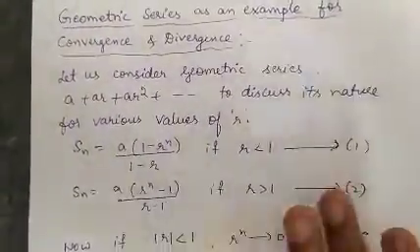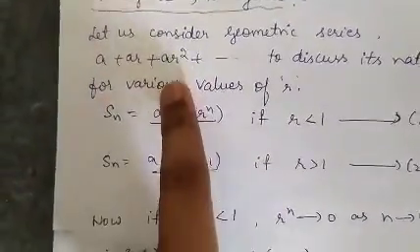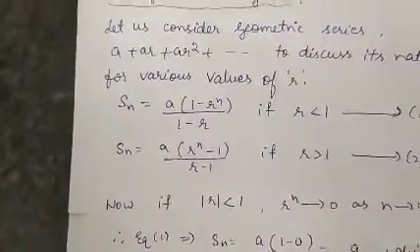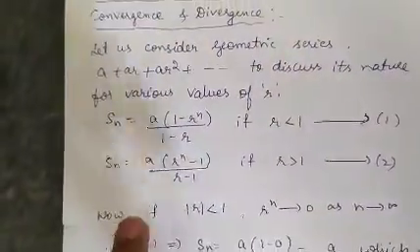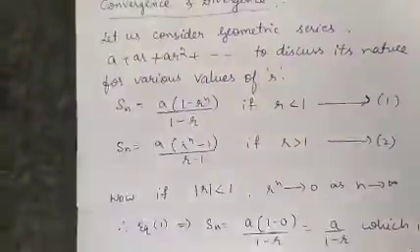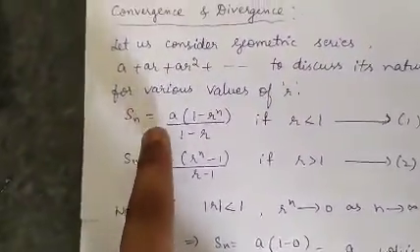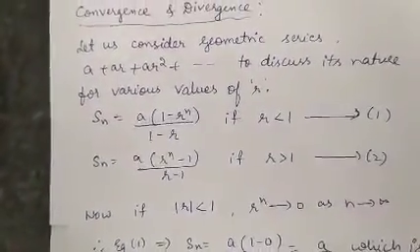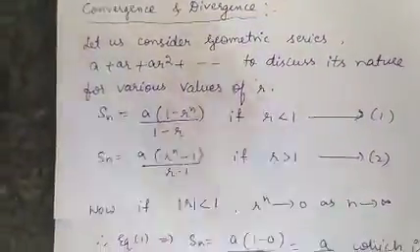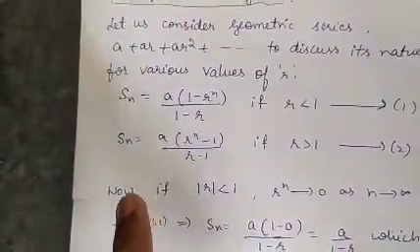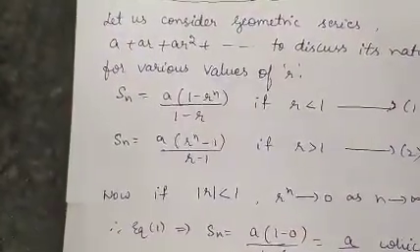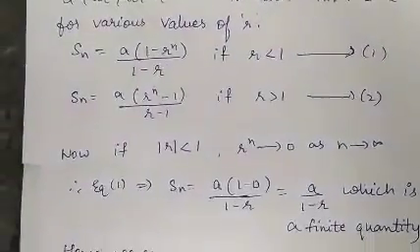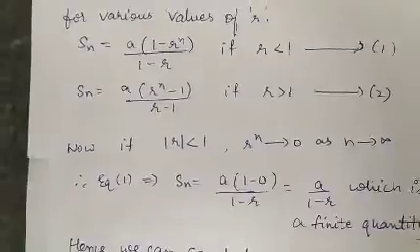To discuss its nature, here the common ratio is r. So we are going to deal with separate cases on r. What is Sn, the sum of the first n terms in a geometric series? As you already studied in your progression chapter, the sum of the first n terms of a geometric series is given by a into 1 minus r^n divided by 1 minus r if r is less than 1, and Sn is given by a into r^n minus 1 divided by r minus 1 if r is greater than 1. So we have two formulas for Sn depending upon whether the ratio is greater than 1 or less than 1.